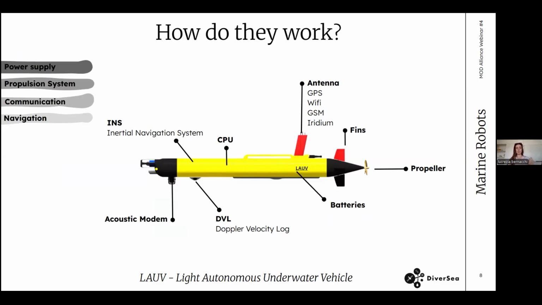Then the propulsion system. We have a propeller on the back responsible for the backward and forward propulsion, and the fins in order to let the vehicle be able to turn. Regarding the communication, in the antenna we can find everything that allows us to communicate with the vehicle through Wi-Fi, GSM communication, and satellite communication. Then to communicate with the vehicle underwater, we have the acoustic modem. You can see it on the bottom of the vehicle.